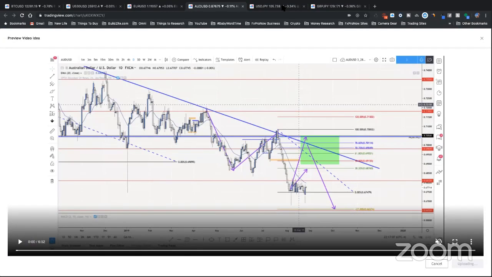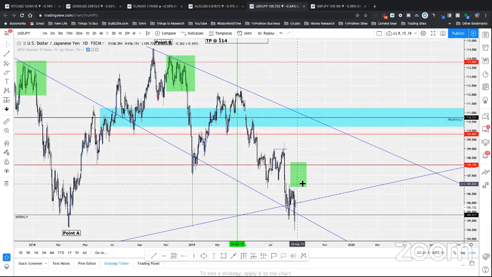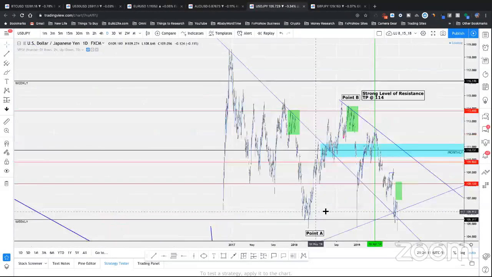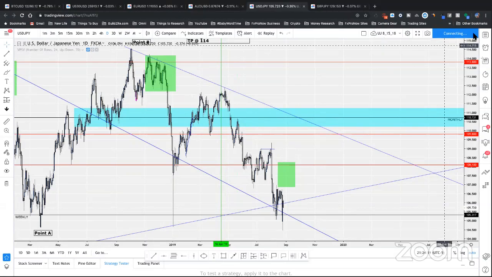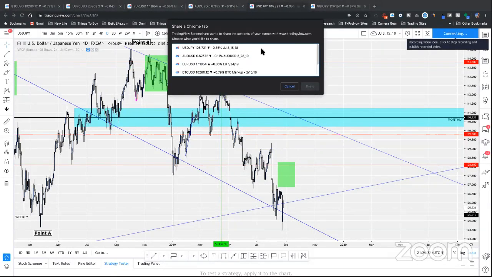All right, UJ. Won't be surprised this pulls back up right now, consolidating hard. Boom. I wouldn't even want to try it, but whatever.